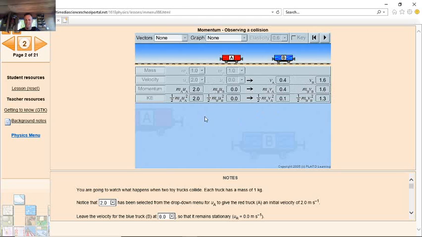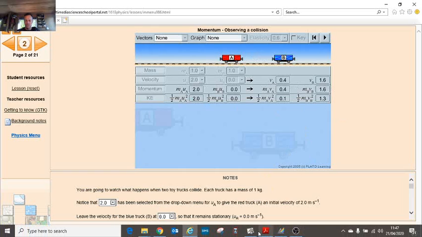But now we look at the kinetic energy. The kinetic energy of A at the beginning was 2. B was 0 because it wasn't moving. Afterwards, working out the kinetic energy of A, you get 0.1, and for B you get 1.3. Add the two together, you get 1.4. Kinetic energy is not conserved. So in a partial inelastic collision, they don't join together, momentum is conserved, but kinetic energy is not conserved.